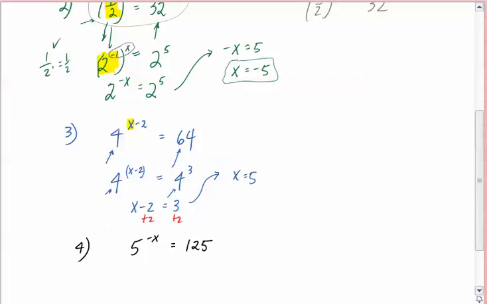If you wanted to, you could go ahead and take a look and check it. So let's see. If I put a 5 right back in there, right? I put a 5 there, that would be 4 to the third power, and that would be correct. All right, one last one.